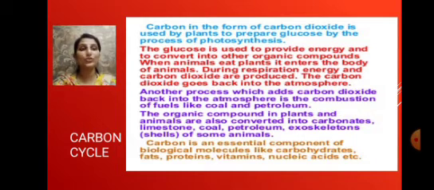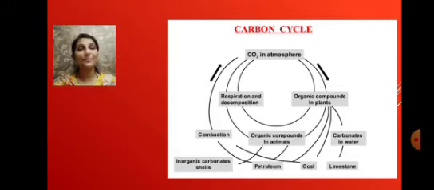And carbon is also an essential component of biomolecules like carbohydrates, fats, proteins, vitamins, nucleic acids. So all these structures are made with the help of carbon. So this is the carbon cycle, which is represented in the form of a flowchart. The carbon dioxide in the atmosphere is utilized for making the organic compounds in plants through photosynthesis, and when animals eat it, it enters the animal's body, and through respiration and decomposition of both plants and animals, the carbon dioxide is released back into the atmosphere.